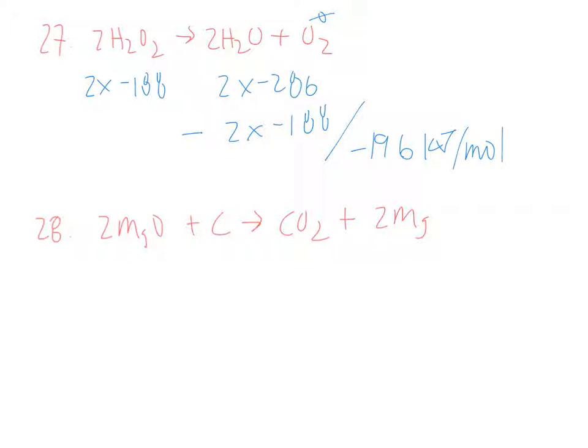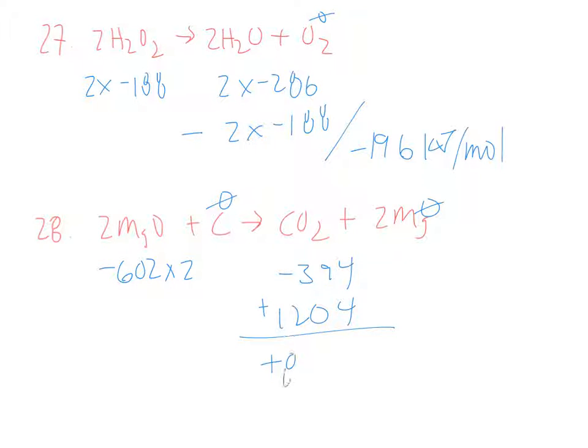And finally, number 28, MgO has a heat of formation of negative 602, and I have to double that. Carbon 0, magnesium 0. CO2, once again, is negative 394, and there's just one of them. So I'm going to take the negative 394 minus a negative 1204, or in other words, plus 1204, and I get a delta H of positive 810 kilojoules per mole.